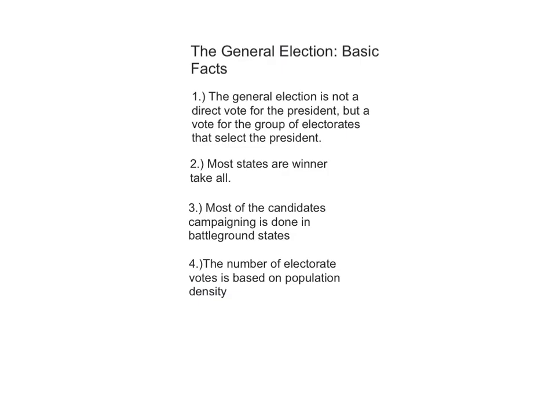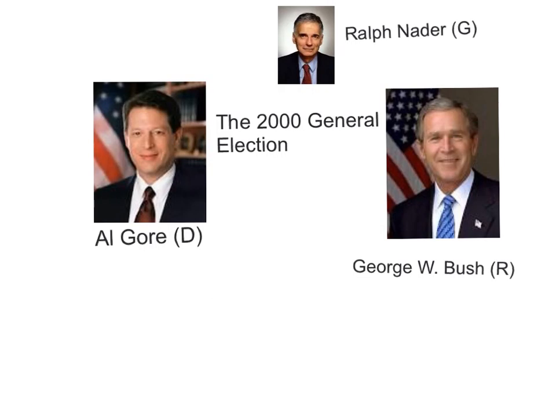Now, most of the candidates' campaigning is done in battleground states. Now, battleground states are basically states that could either swing conservative or liberal. The number of electoral votes is based on population density. Now, say California, which is very heavily populated, has the most electors by far, while the Midwest is not as populated. So, well, on to the next slide.